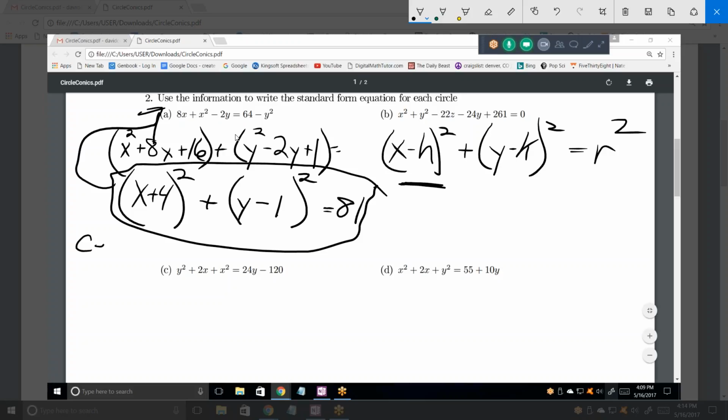Now, tell me about this circle. Where's its center and what's its radius? It is minus 4 plus 1, and then the radius is 9. That's all you need to know.